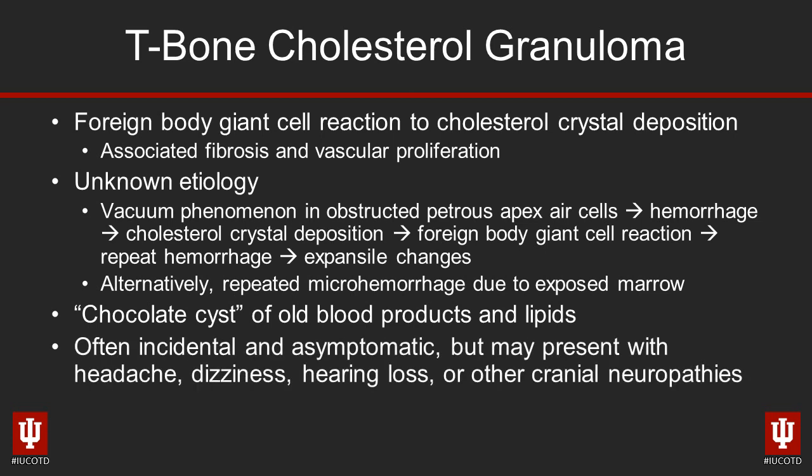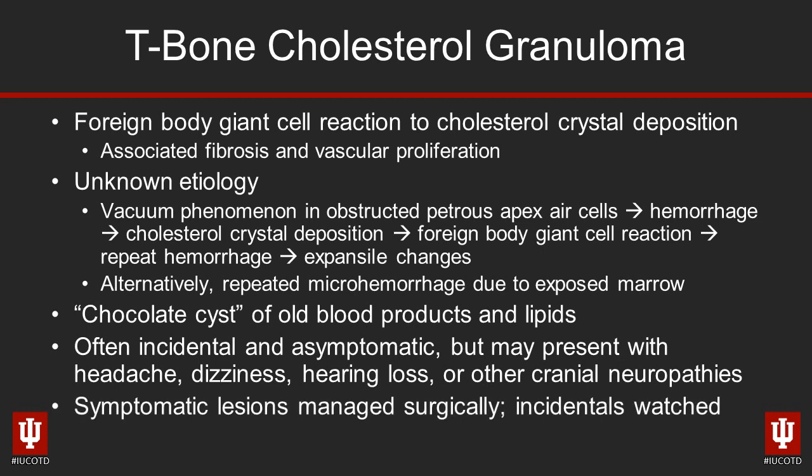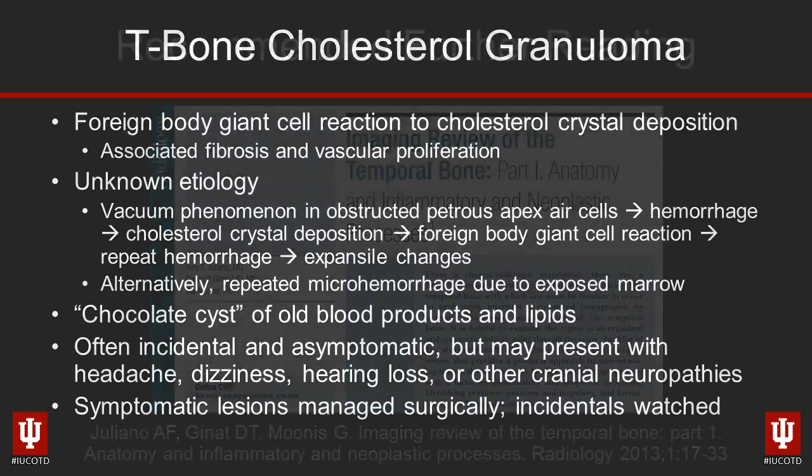These are oftentimes purely incidental, maybe asymptomatic, but can also present with nonspecific things like headache and dizziness. You may get hearing loss or other cranial neuropathies depending on how big and expansile they are and what's involved. If patients are symptomatic, these are oftentimes managed surgically, but if purely incidental, watchful waiting is not a bad way to go about addressing these. Certainly you don't want to take an asymptomatic patient and make them symptomatic, but it does need to be followed, because over time they will expand, they will get larger, and they may even erode into important structures.